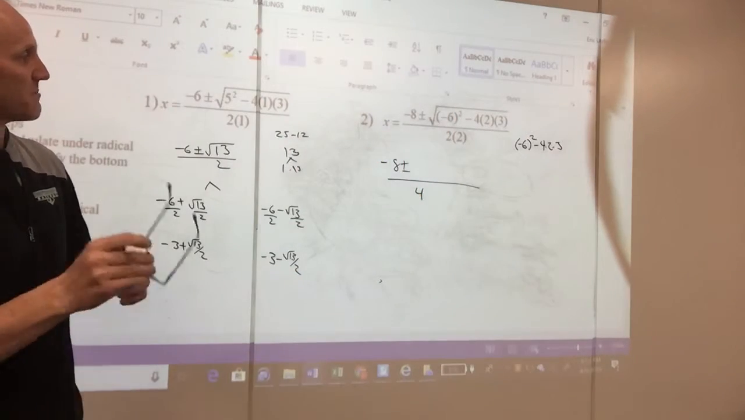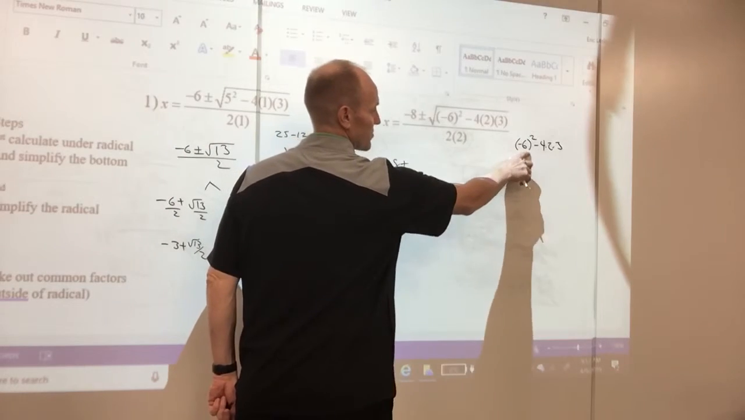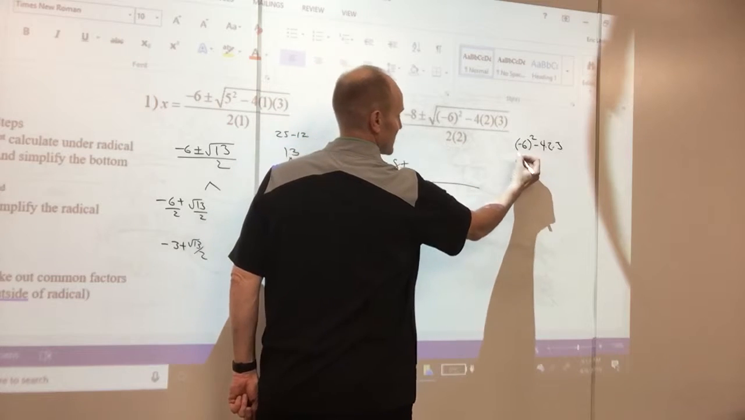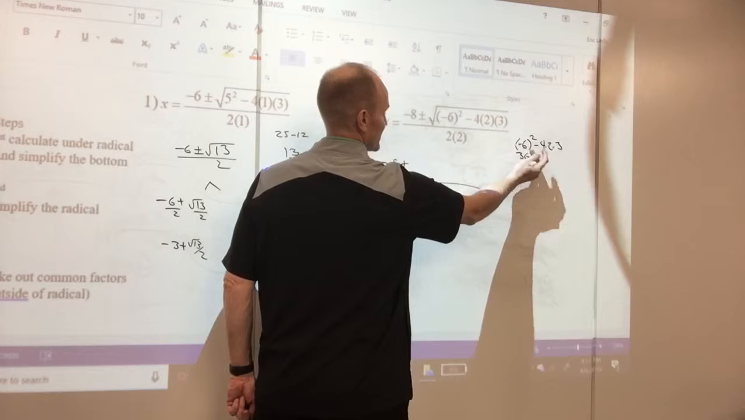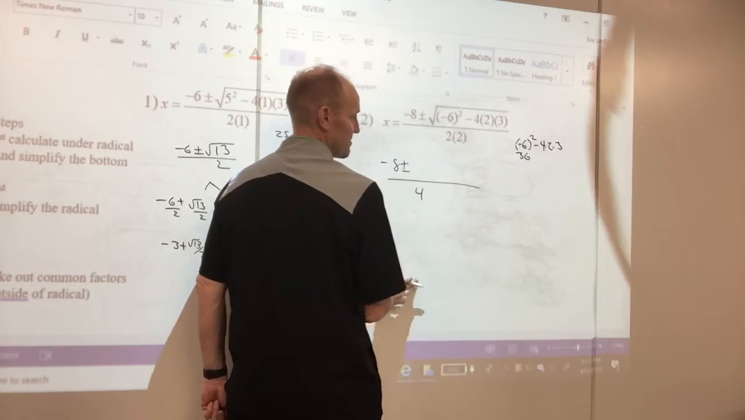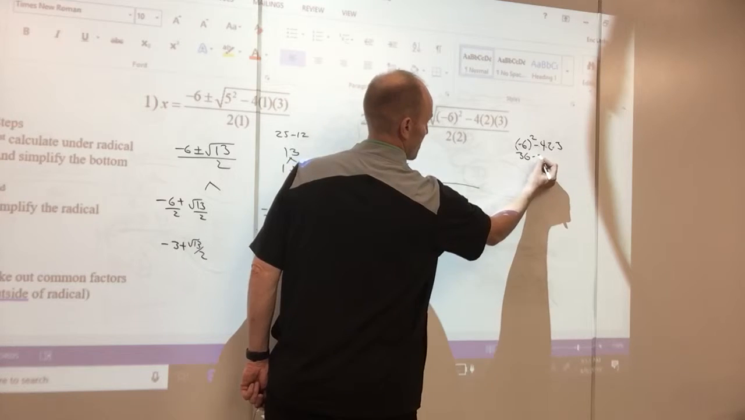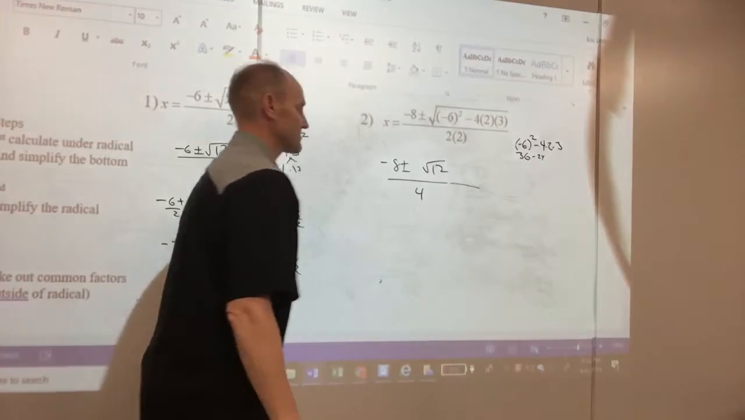Sometimes people want to do it step by step, and they get that mixed up. A lot of times, if people don't put this in parentheses, they'll get -36, but -6 times -6 is actually +36. You have to make sure you take the square of the negative and the 6, not just the 6, and then take its opposite. 4 times 2 is 8, times 3 is 24. So you end up with square root 12.